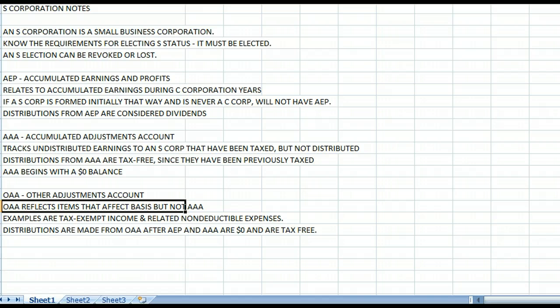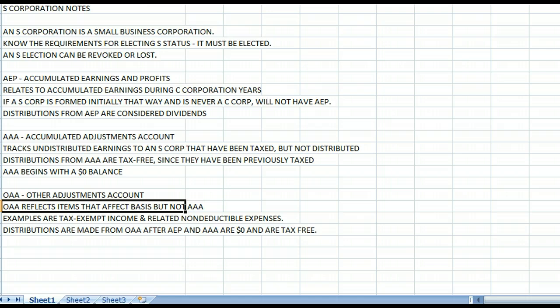An S corporation gets its name because it is a small business corporation. There are specific requirements in terms of the maximum number of shareholders you can have, which is 100. It has to be a domestic corporation. Various other requirements are listed in your book. Make sure you go over those. They have to elect to be treated as an S corporation.